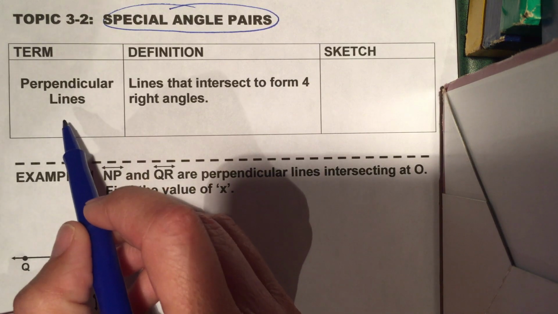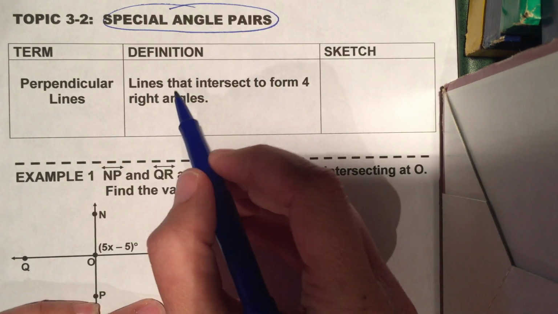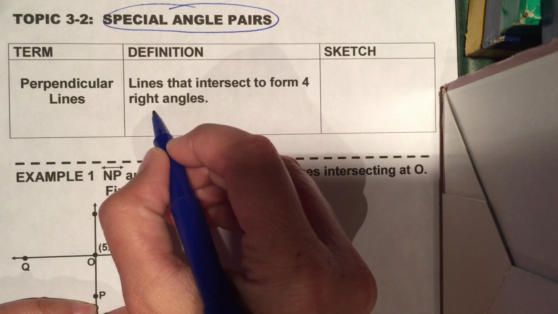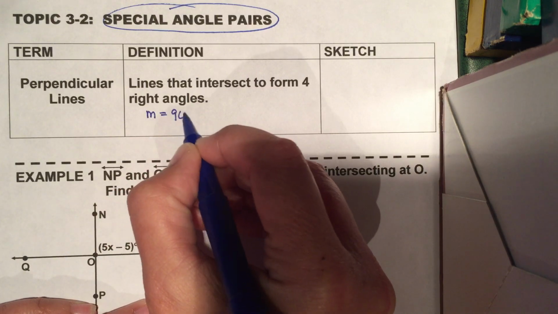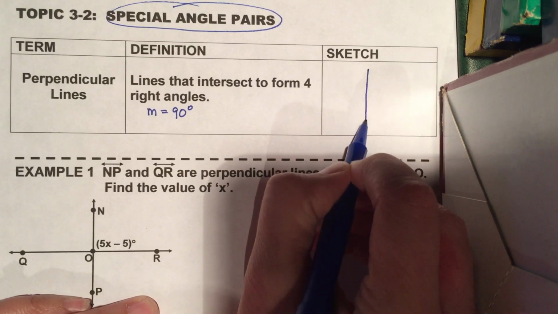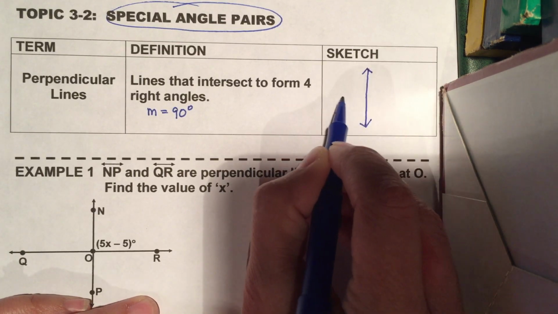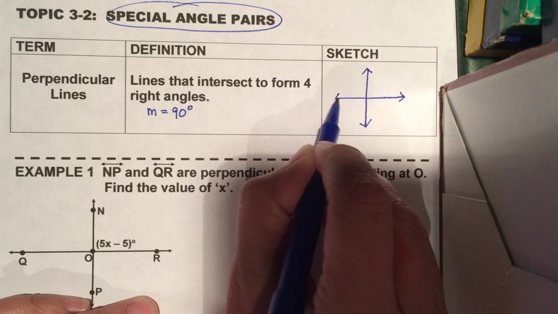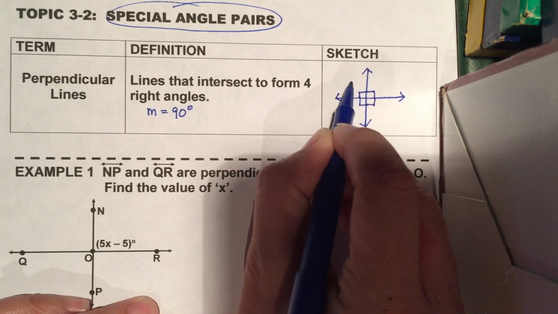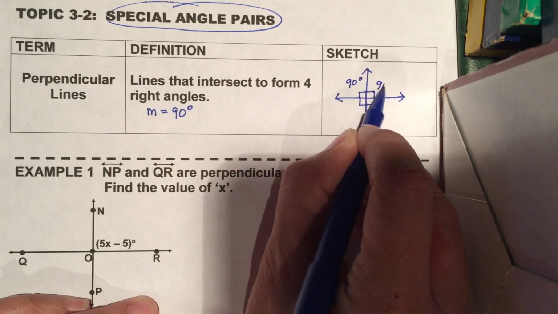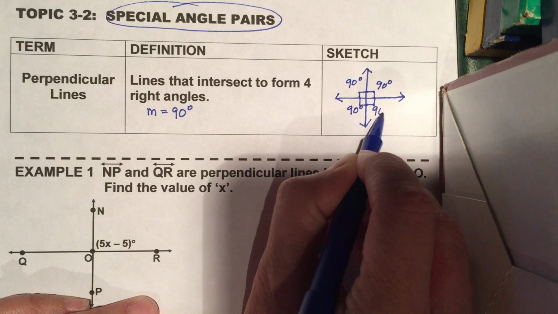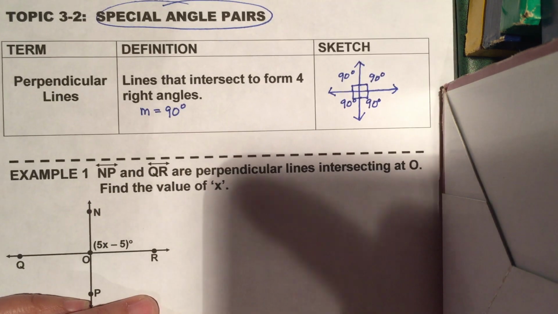So the first one we're going to look at is one you've seen before called perpendicular lines. That's lines that intersect to form four right angles. What is a right angle? That means the measure equals 90 degrees. So when I draw perpendicular lines, all I have to do is draw two lines that when they intersect create four right angles. All of these angles are 90 degrees. Now you don't have to write the 90 degrees in there because those boxes indicate 90 degrees. Anytime you see that little box, they indicate 90 degrees.